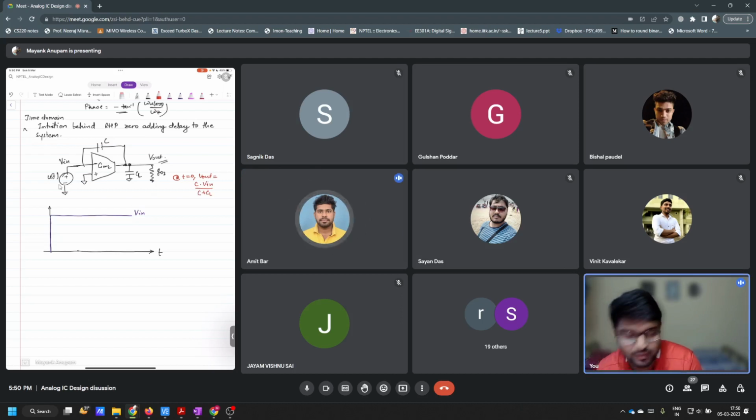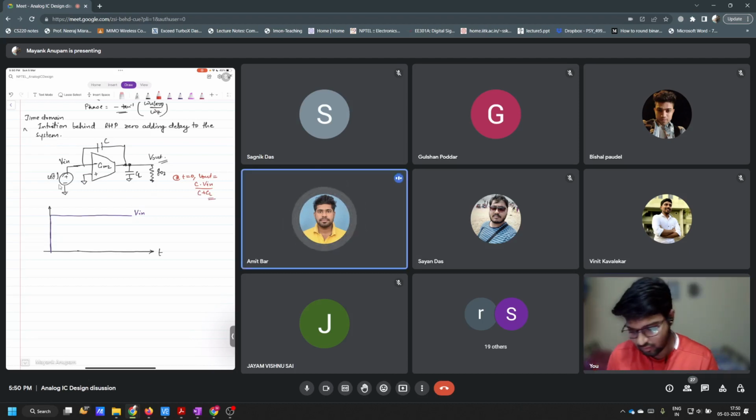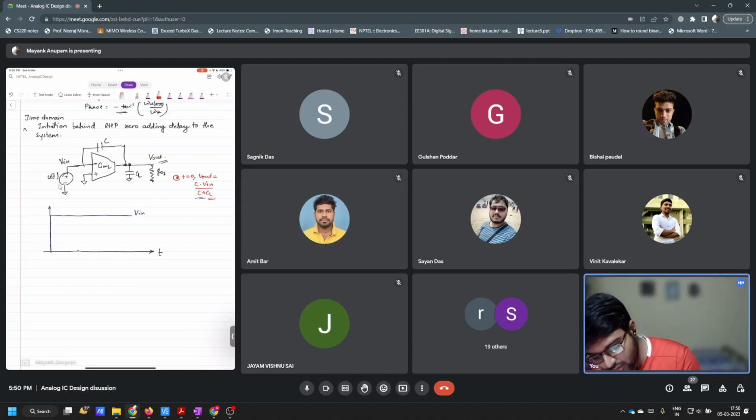If C is equal to CL, then yes, you are right. But C is not equal to CL, right? Yes, sir. Cool. So at time t equal to 0, this is the condition, right?